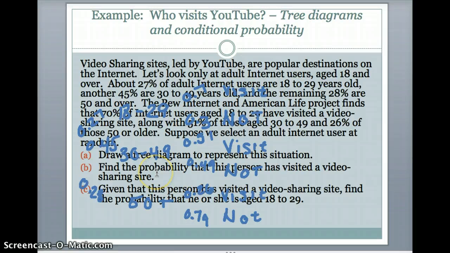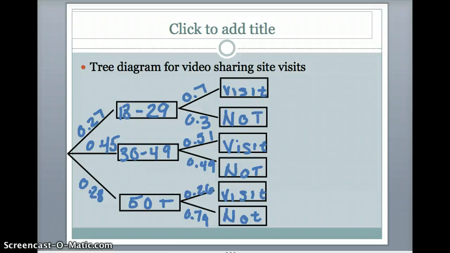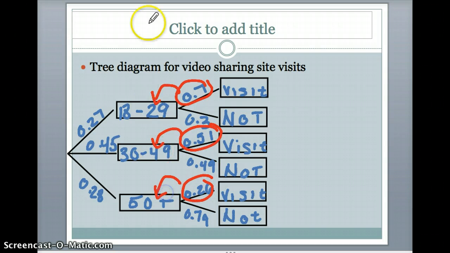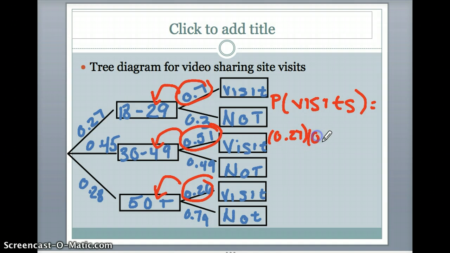Okay, so we have to find the probability that this person has visited a video sharing site. So pretty much, guys, we're looking at everybody that has visited. So we are looking at the 70% in this age group, the 51% in this age group, and the 26% in this age group. And so let's just write this a little bit more formally. So let's say visits a video sharing site, obviously. So we know that 70% of the 18 to 29, but from the 18 to 29 age group, there were 27% in there. So we have to do quite a bit of multiplying here. So, okay, and to that, we need to add, you know what, I'm going to switch pages because I will never fit it.